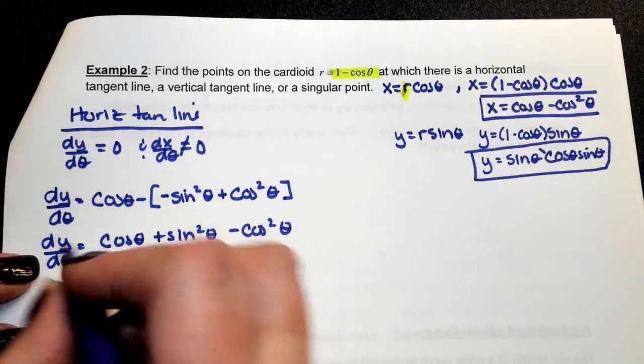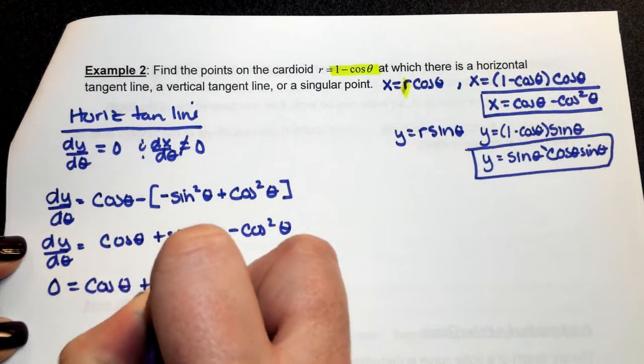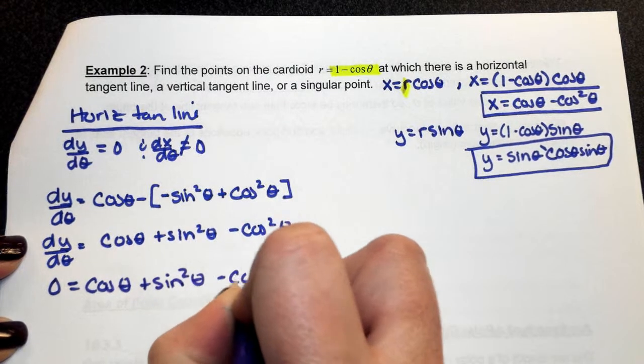So now remember, what do I need to do with my dy d theta? I need to set it equal to 0. So 0 is equal to cosine theta plus sine squared theta minus cosine squared theta.